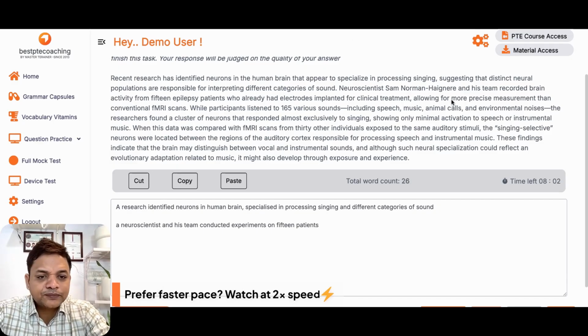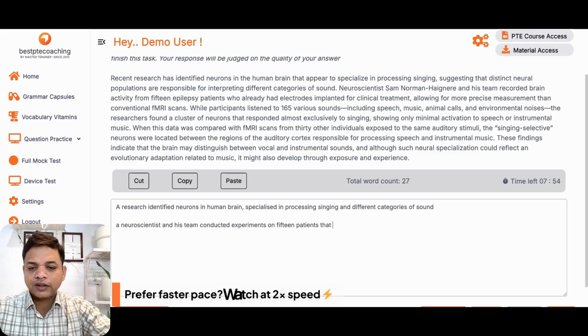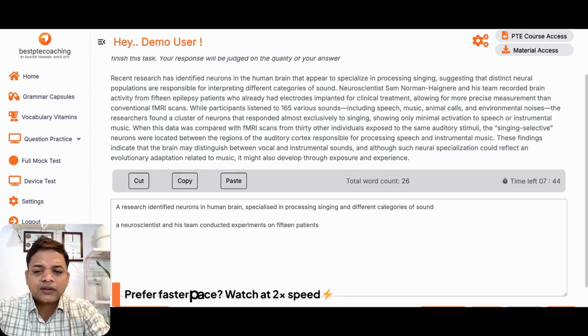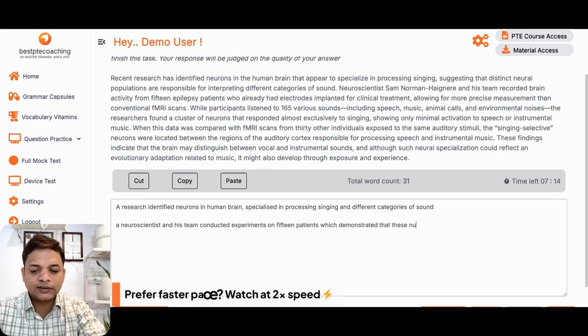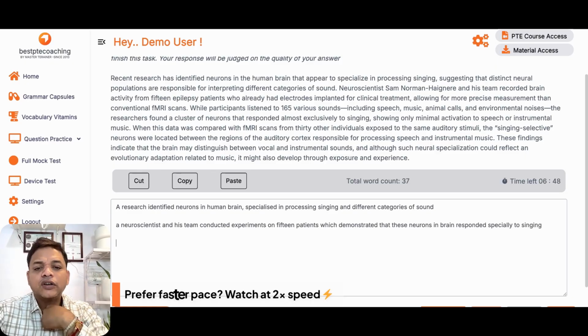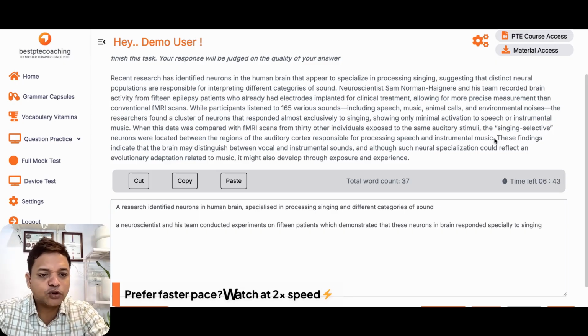Patients that were conducted experiment. Okay, we don't get into so many specifications, since you're writing a summary. 15 patients, right? He conducted experiments which demonstrated that these neurons in the brain responded specially to singing. Right? We have written already 37 words. Probably we can cut them short towards the end. Then again, one more point we have taken.